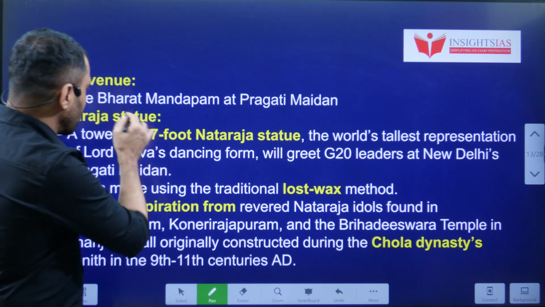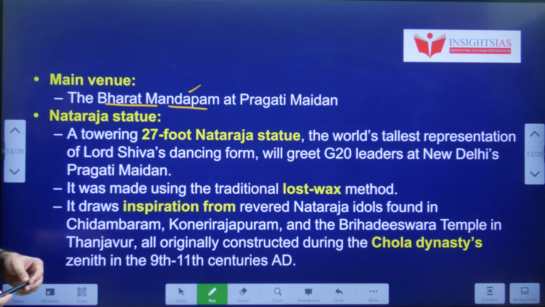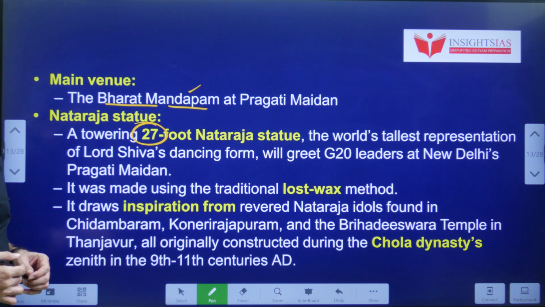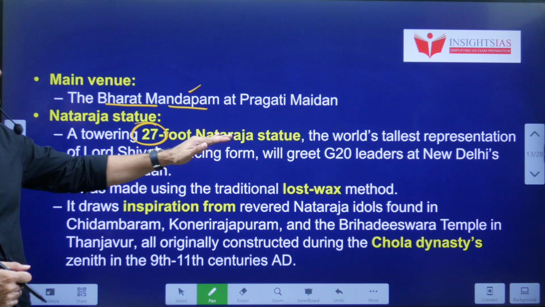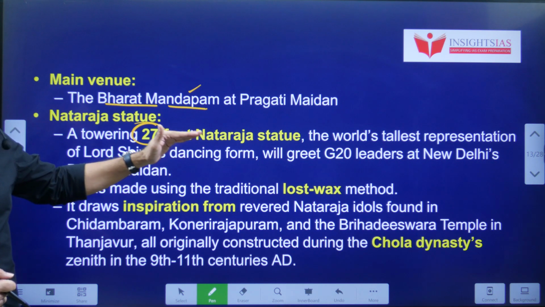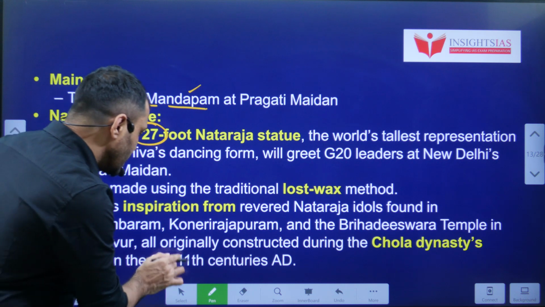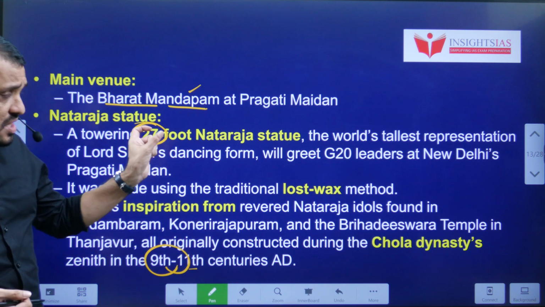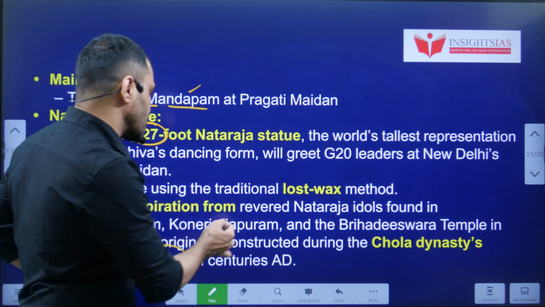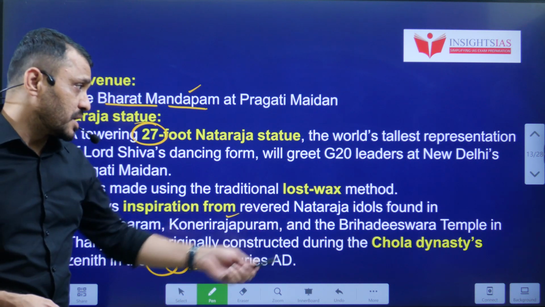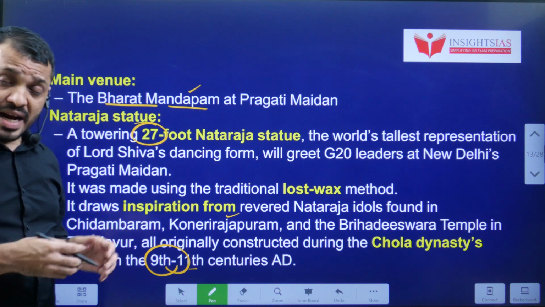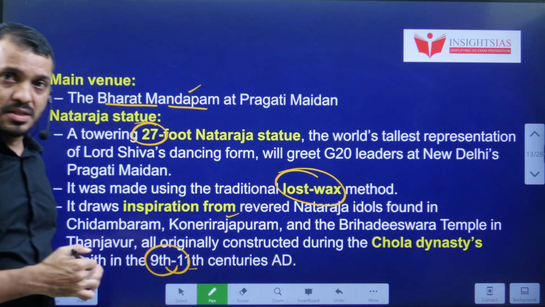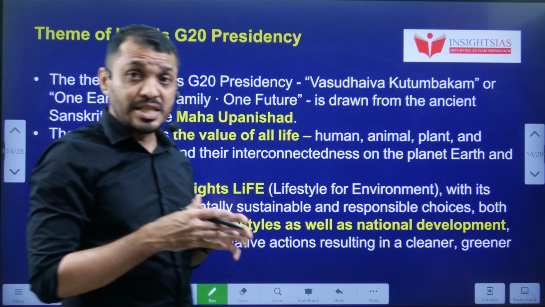The name of the main venue is Bharat Mandapam, at Pragati Maidan. The 27-foot Nataraja statue is made of different alloys, and it reflects the culture of the Chola dynasty between the 9th and 11th century. This Nataraja statue is very popularly present in temples such as Konerirajapuram, Brihadishwara temple and Thanjavur temple. It was made using the lost wax method.